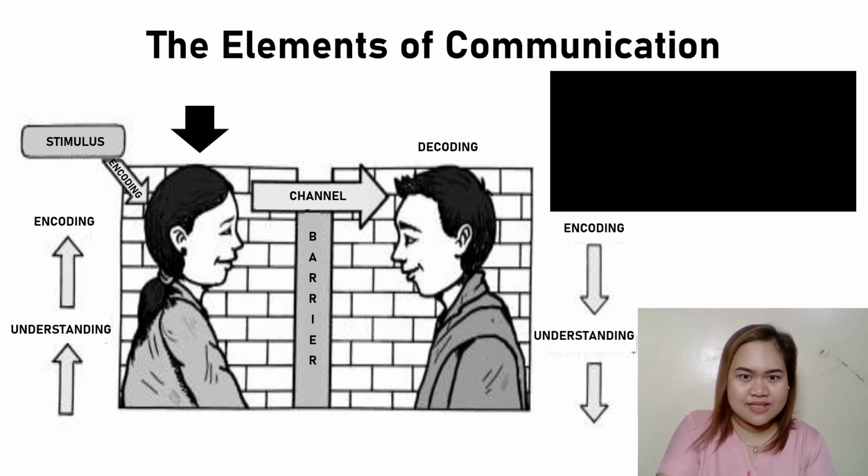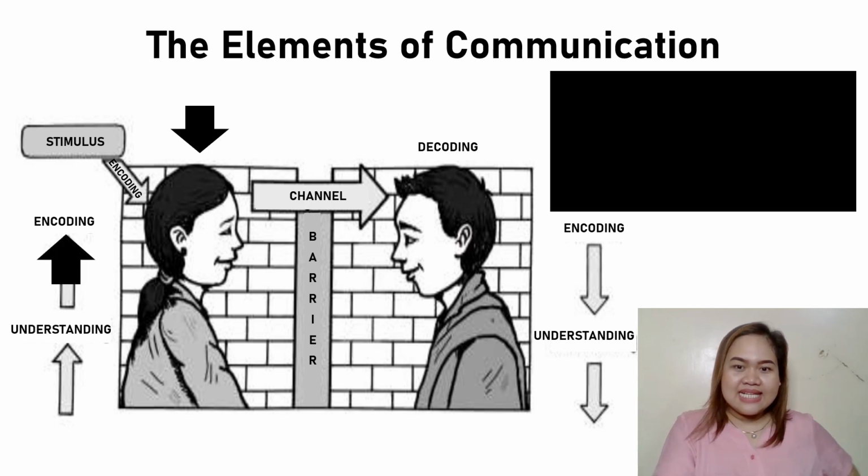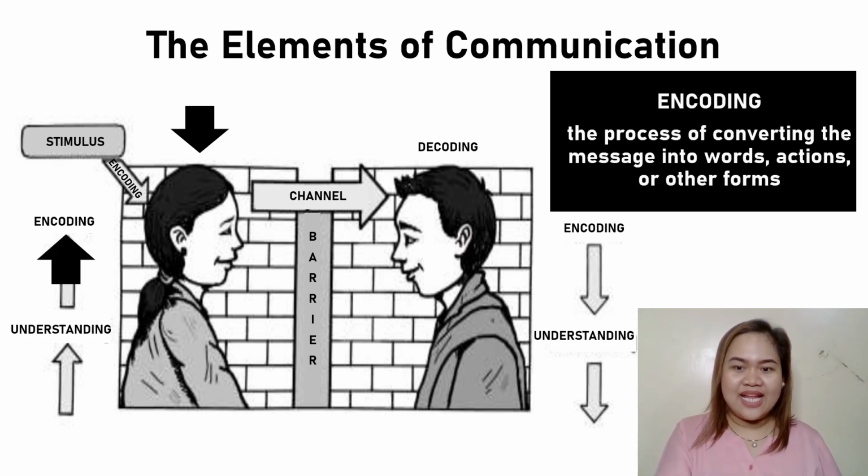In this photo, we can see a wife and a husband talking. We will identify the elements through the photo. Let's have the first. The first is the speaker, and in this photo, it is the wife. The speaker is the source of the information. The speaker can also be called a sender. The second element is encoding. Encoding is the process of converting the message into words, actions, or other forms. So, it is up to the wife on how to convert it. She may use words, actions, or even both of them at the same time.